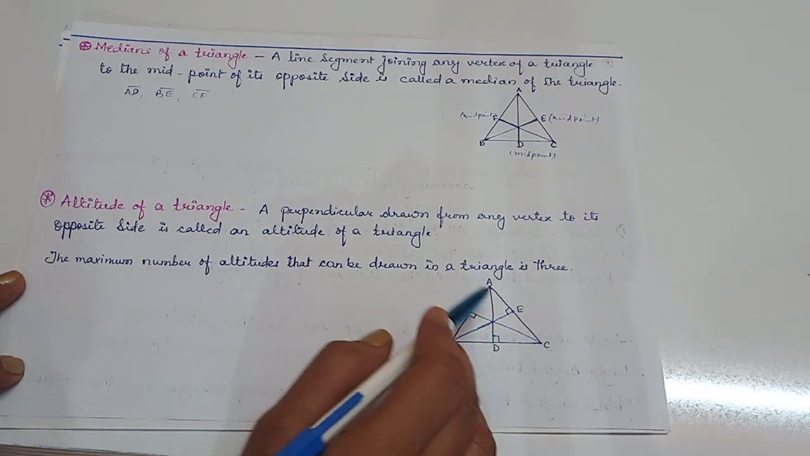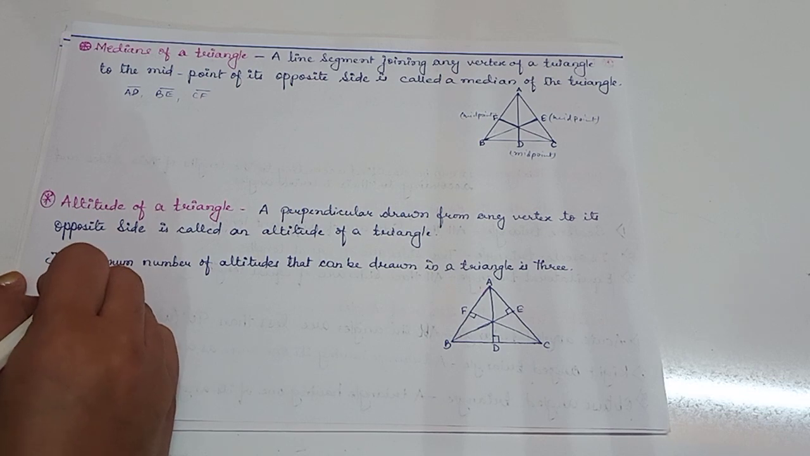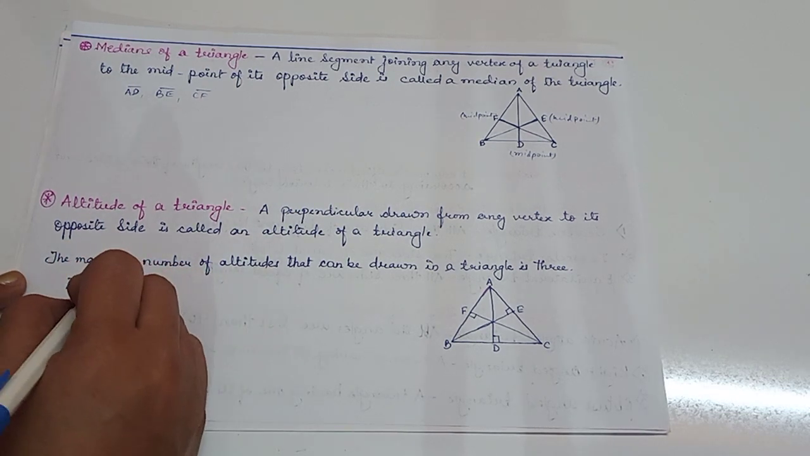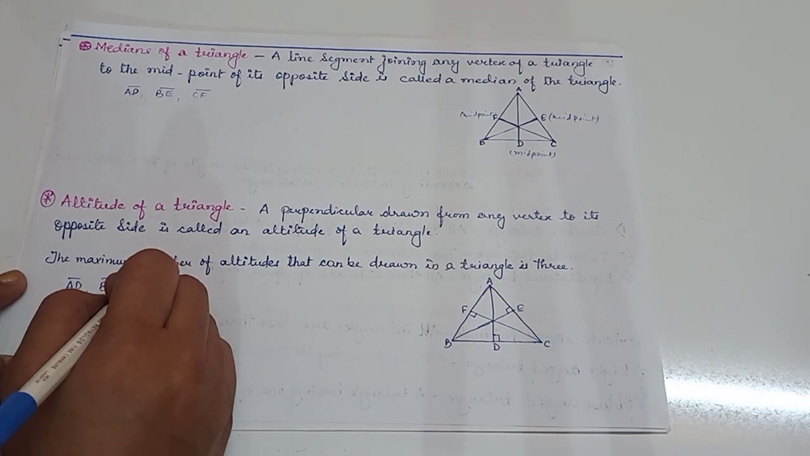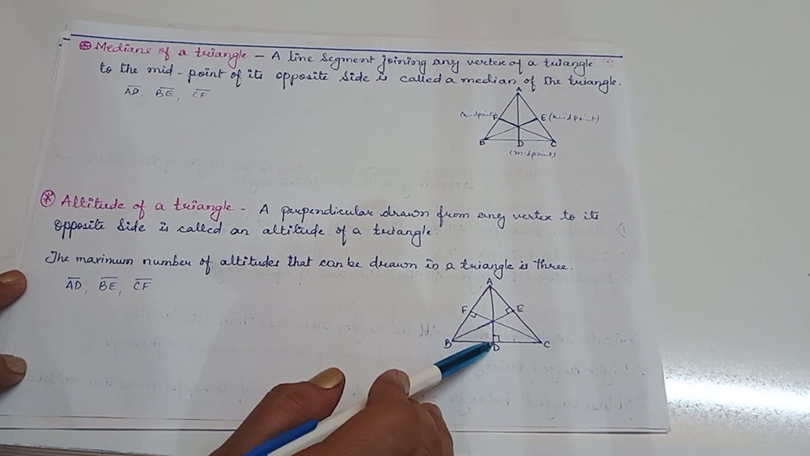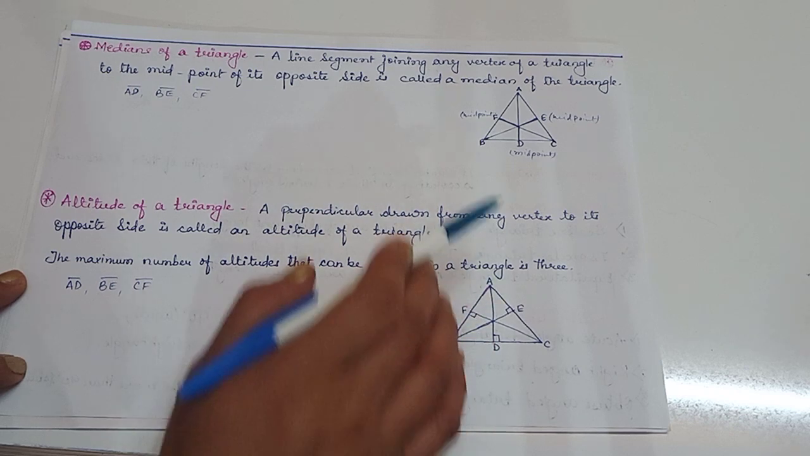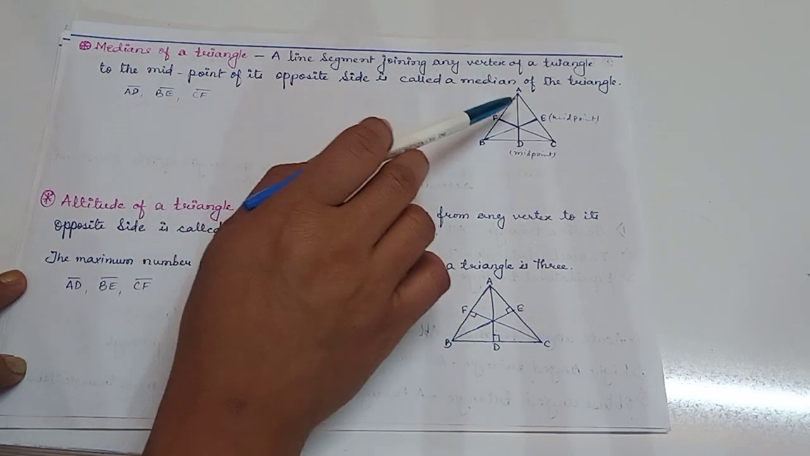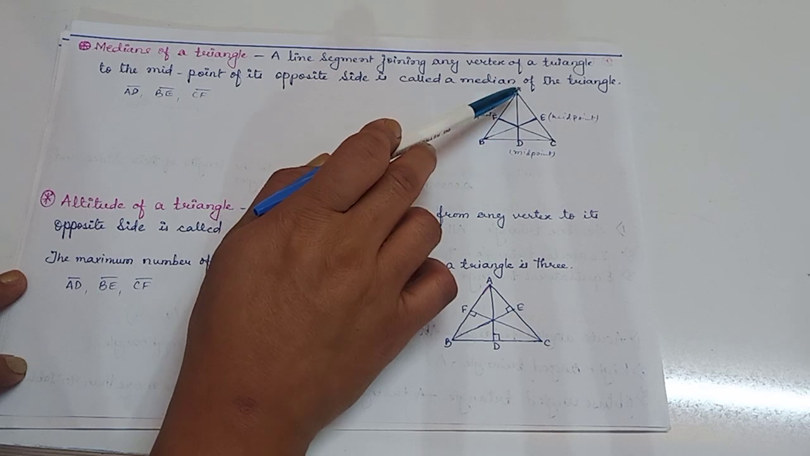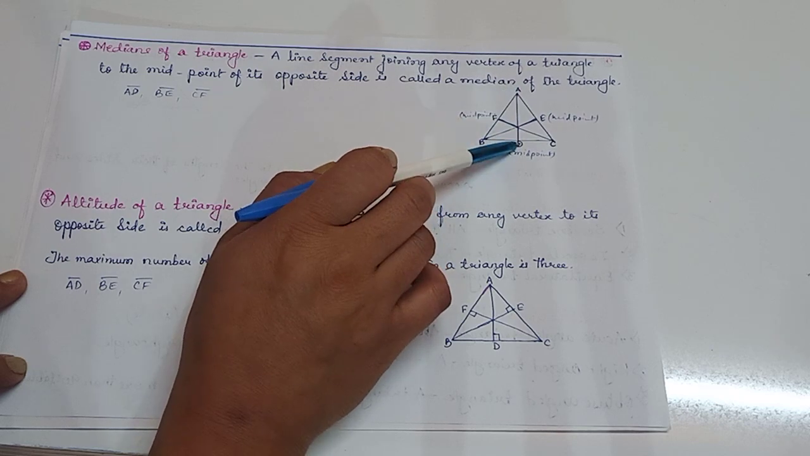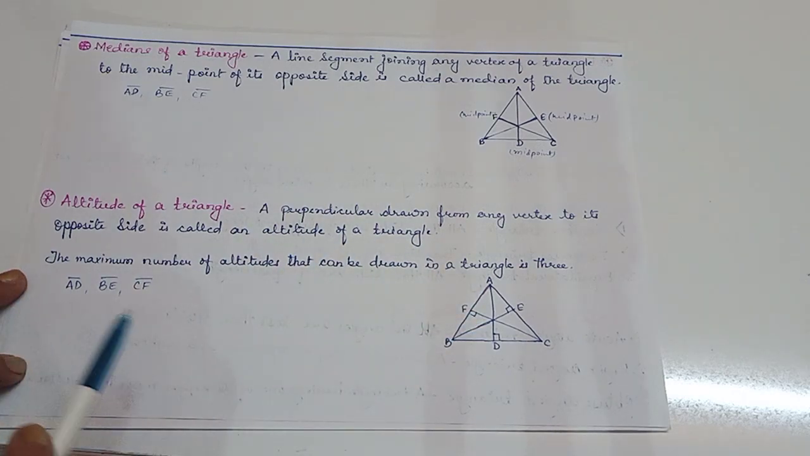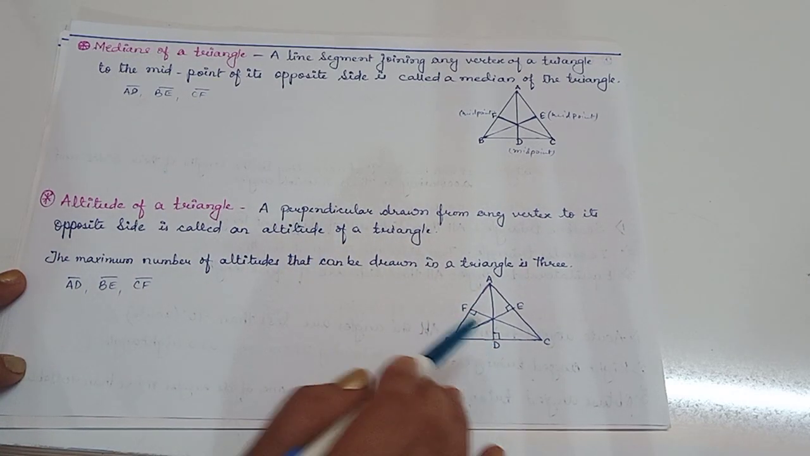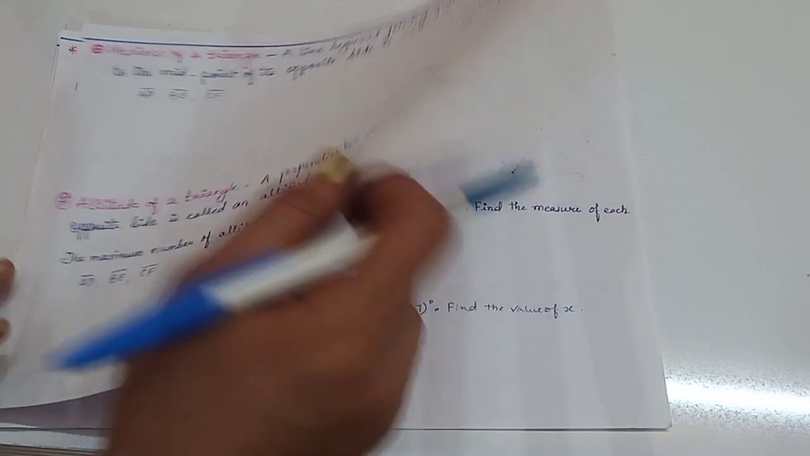So here again AD is an altitude, and then BE is an altitude. Then here CF is an altitude. But it is not required that it will be a midpoint. For median, it is required that the line segment from the vertex should join the midpoint. But for altitude, it's not required that it should be a midpoint. Okay. Now let's move on to another topic.